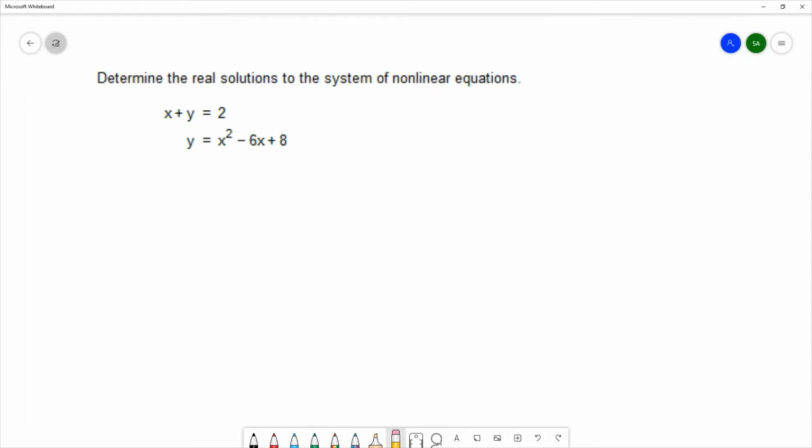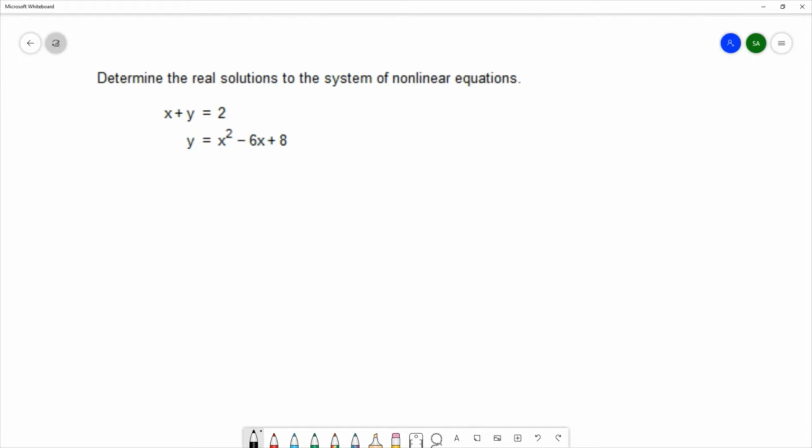But as I look at this system, I'm noticing that I already have this second equation as a y equals, and that's the first step in your substitution method, to have solved for one of the variables. So I'm going to go with the substitution method based on that.